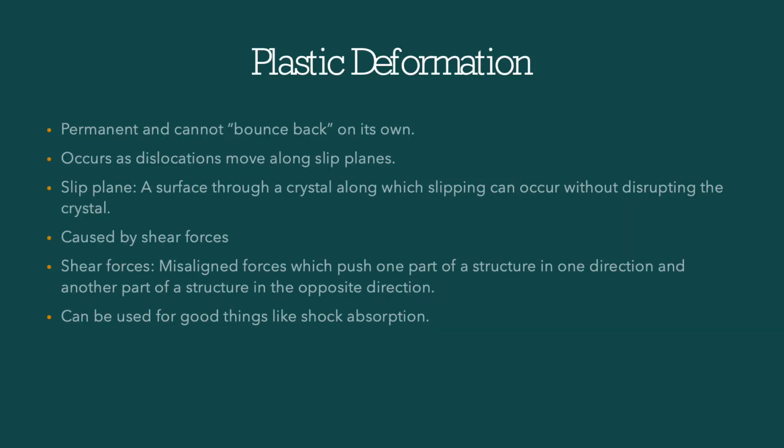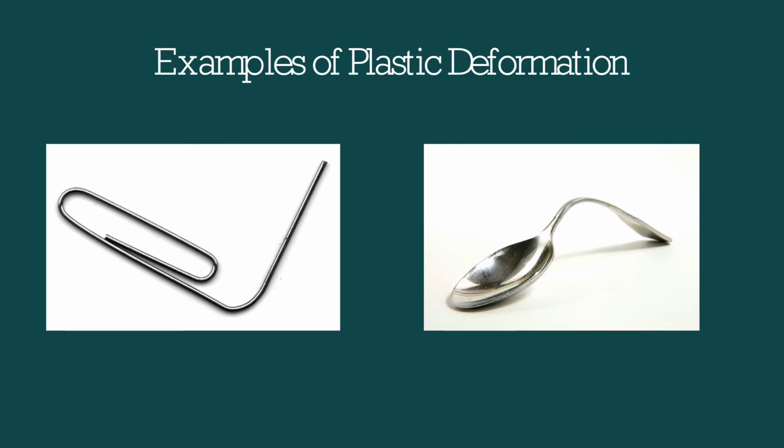Today I'm going to be talking about dislocations and plastic deformation in metallic structures. To get us started, we'll talk about plastic deformation, which occurs as dislocations move along slip planes. Plastic deformation is permanent, meaning that once it occurs, the material will not naturally bounce back or revert to its original shape. Common occurrences of plastic deformation would include crushing a soda can, bending a paperclip, or really any instance in which forces act on a metallic structure to the extent of changing that structure's shape.